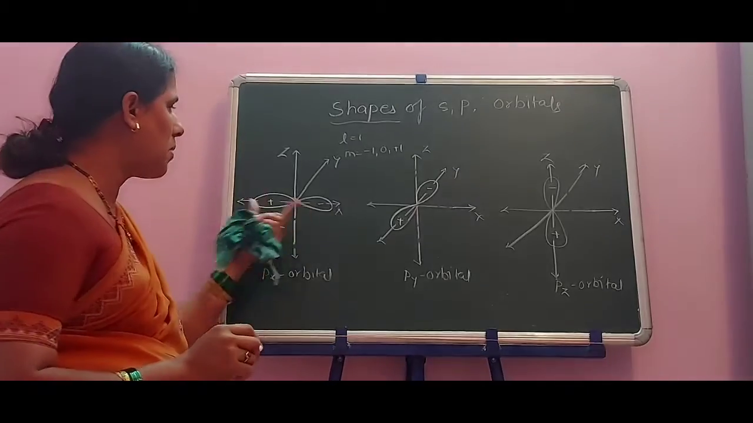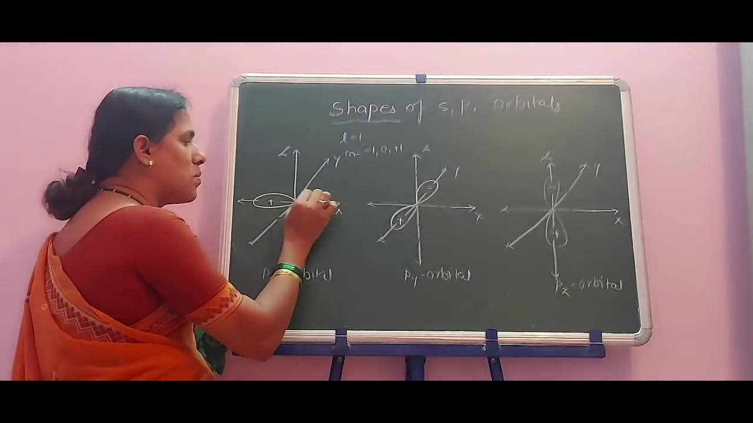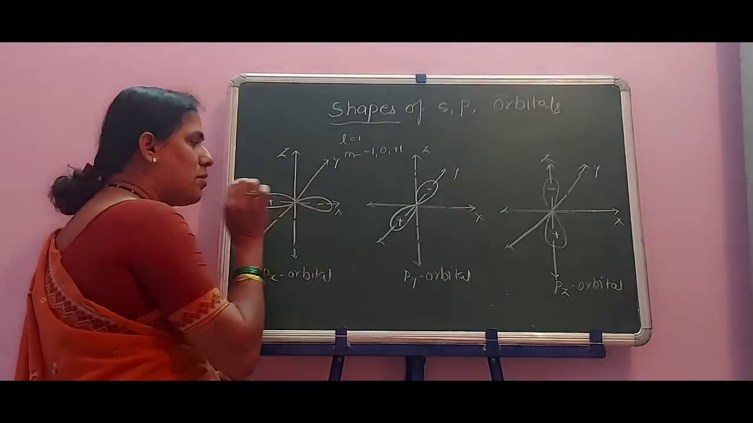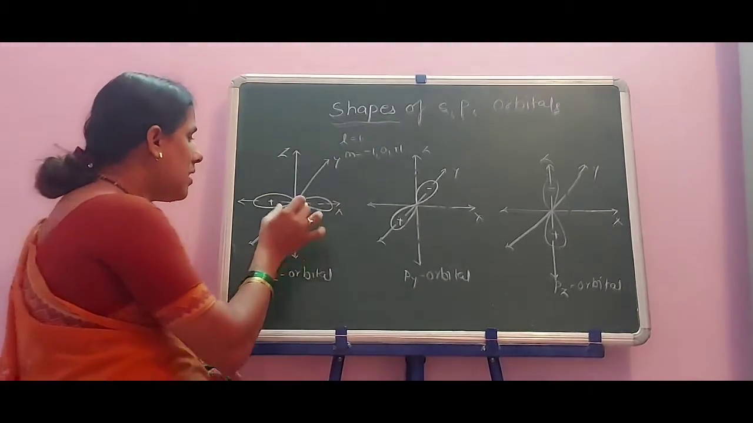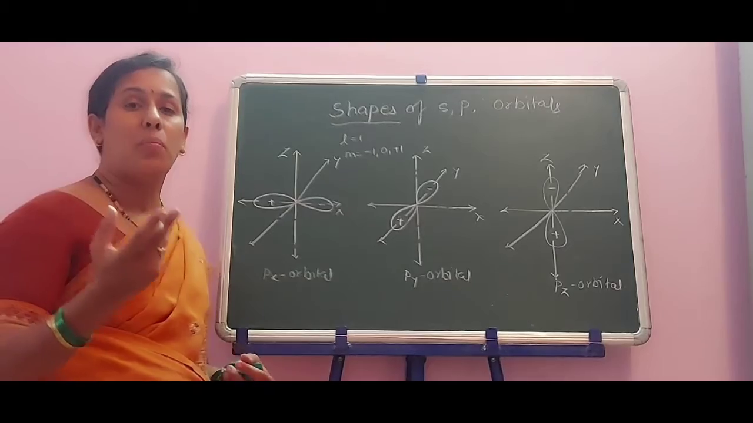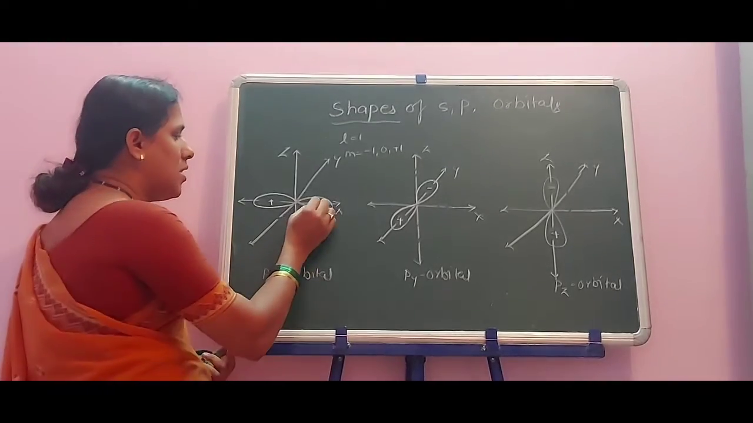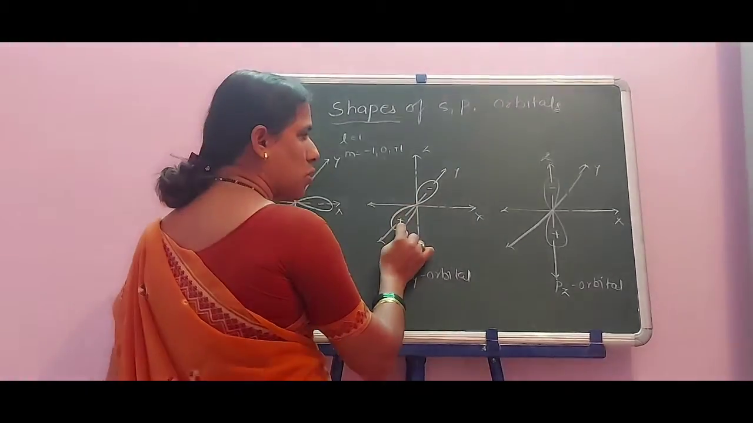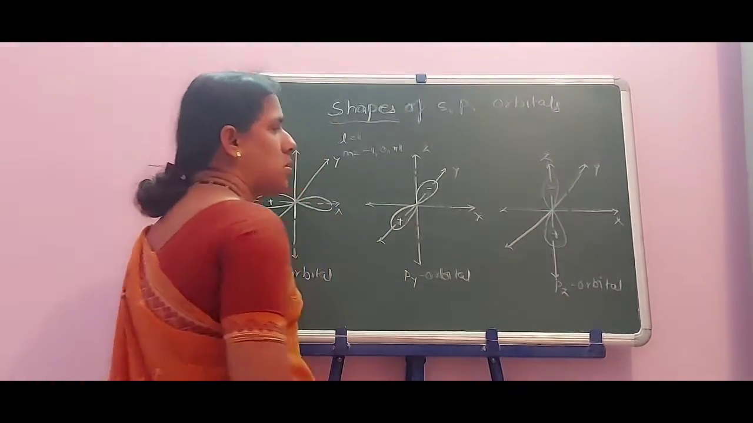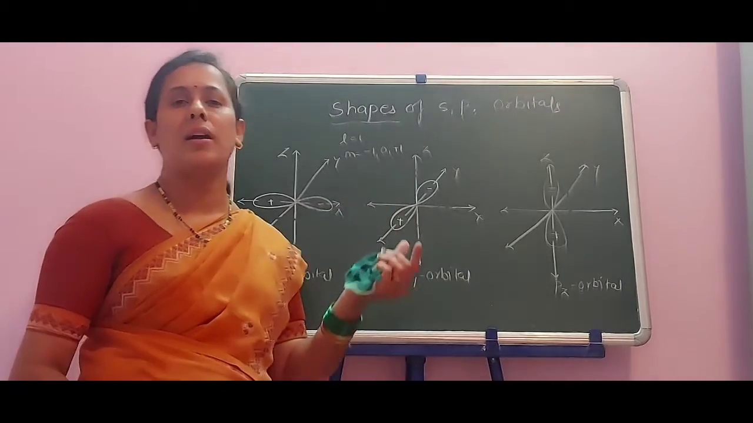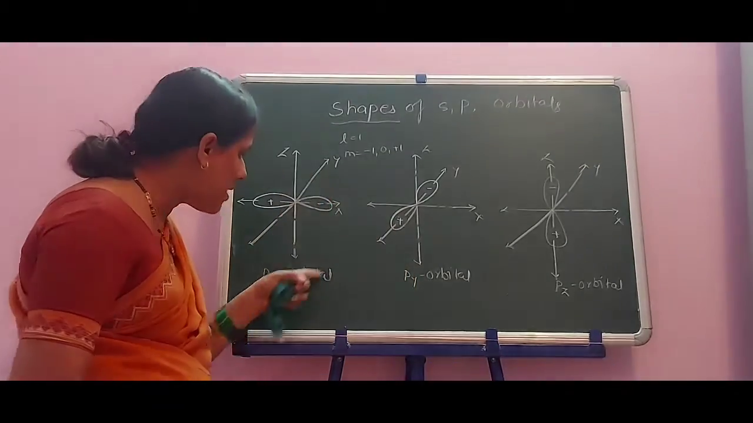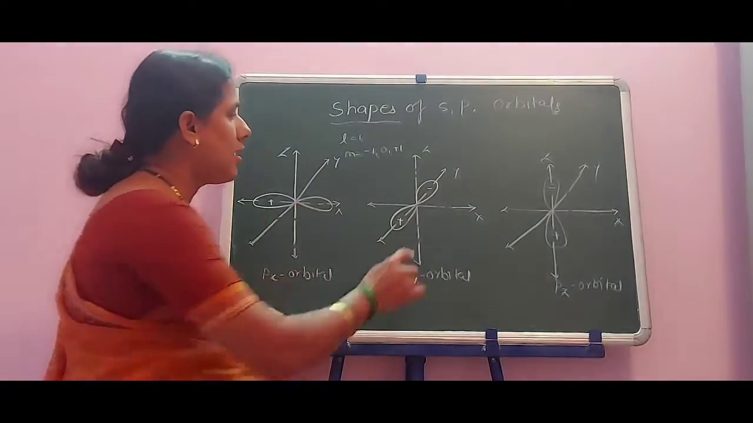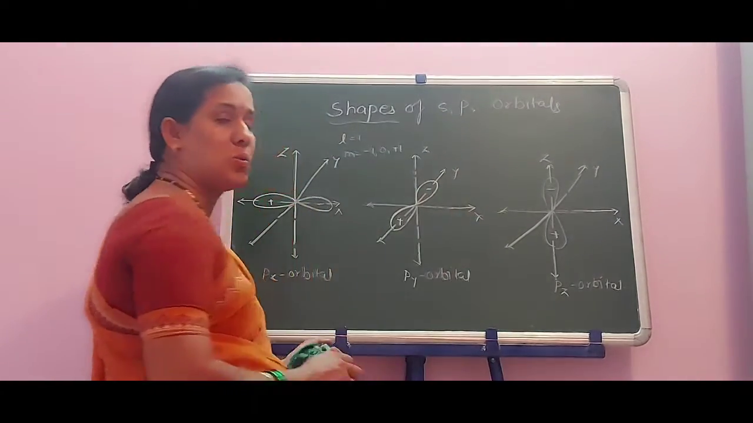This is the p orbitals. P orbitals have two lobes located around the positively charged nucleus, and these lobes have opposite signs. This is negative, this is positive. This is negative, this is positive. Each lobe lies along a coordinate axis such as x, y and z.